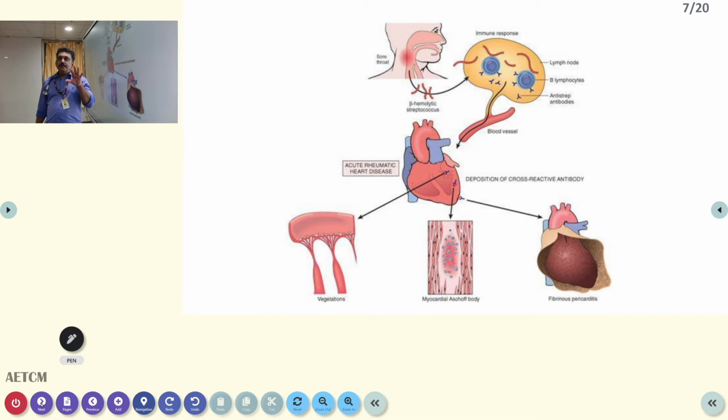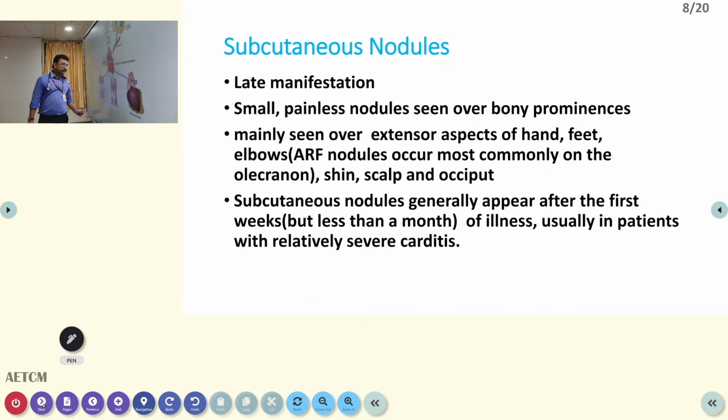Now remember, it's a molecular mimicry. The bacteria is Streptococcus. There will be antibodies produced against this bacteria. These antibodies will go to the heart. They find that the heart is similar to the previous pathogen, and they try to destroy the heart. Patient can have pancarditis. That is very important.